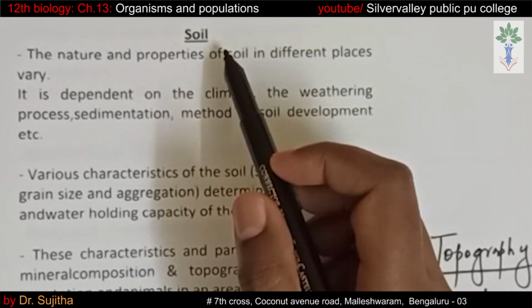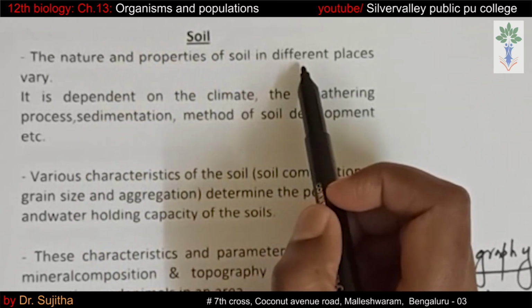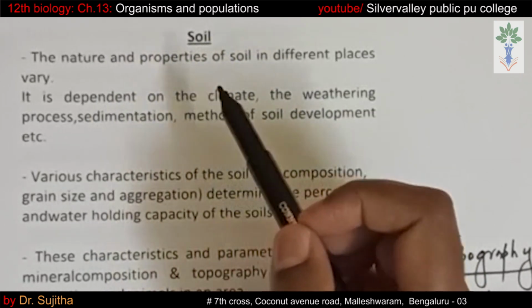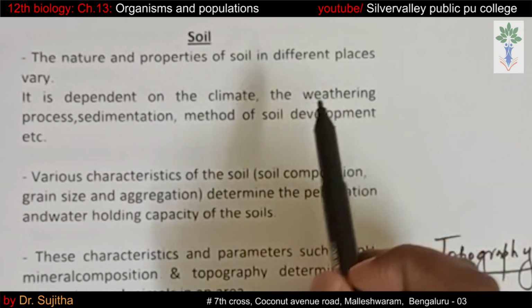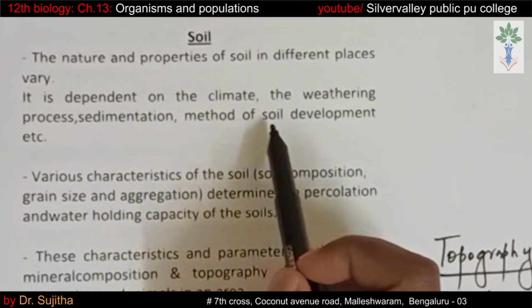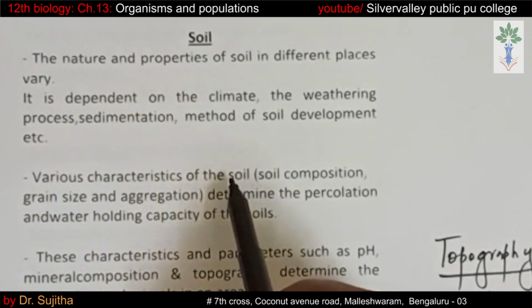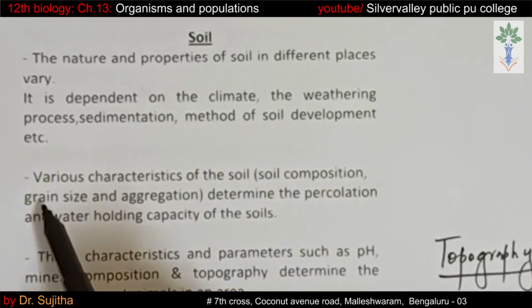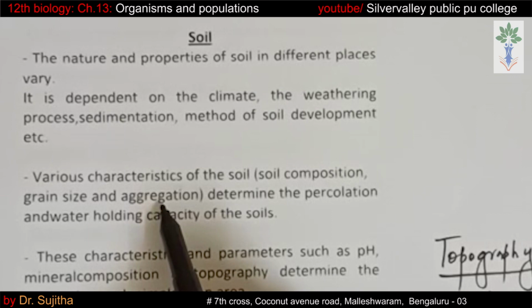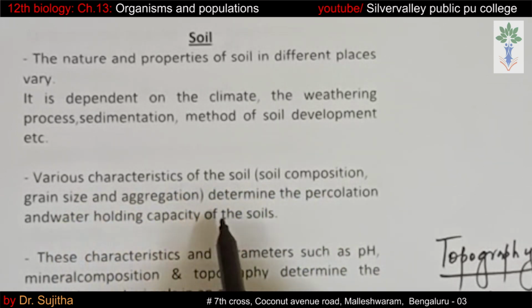The fourth abiotic factor which we are going to study is the soil. The nature and the property of the soil is different in different places. It is dependent upon the climate of that particular area, the weathering process, the sedimentation process and the method of soil development. The various characteristic features of the soil such as the soil composition, the soil grain size and the soil aggregation determine the percolation and the water holding capacity of soil.